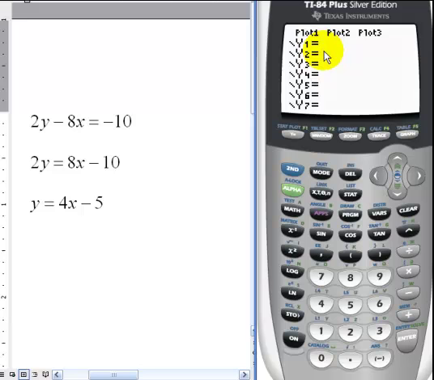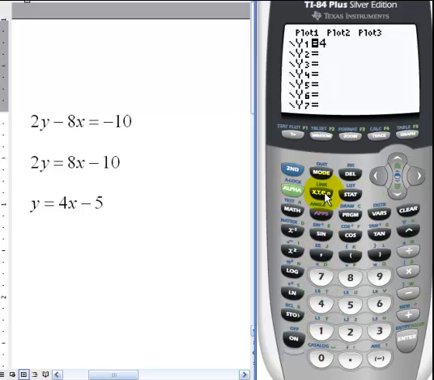So my blinking cursor is under y1. Now this is y1, y2, y3, y4, y5. The calculator will allow me to graph multiple equations simultaneously. I'm only wishing to graph one equation at the moment, but I could graph multiple equations simultaneously. In this case, I want to graph y equals 4x minus 5, so I'm going to punch 4.